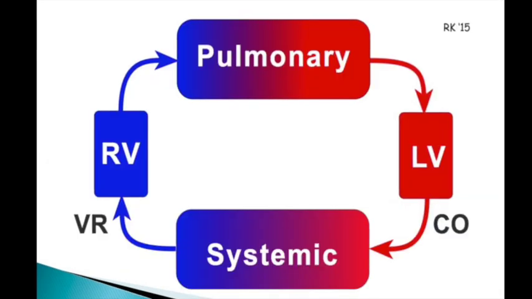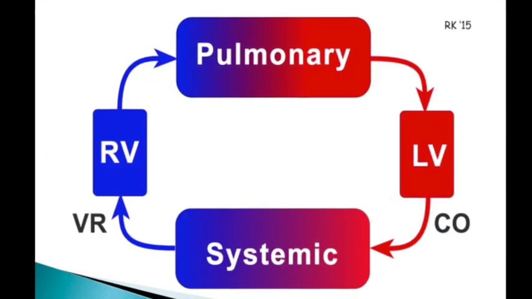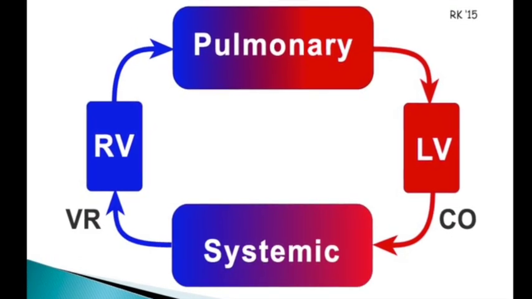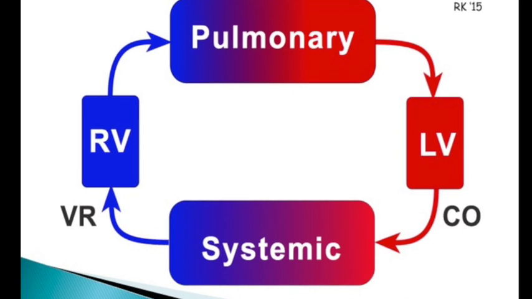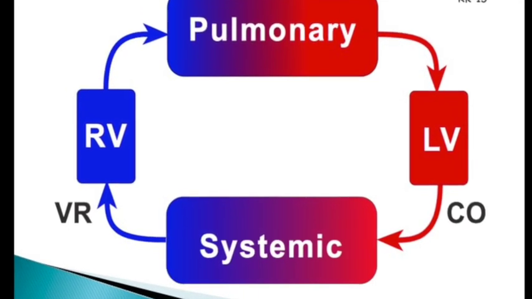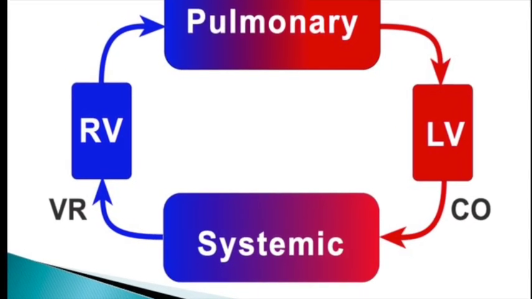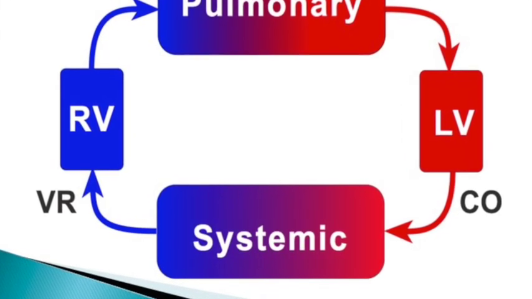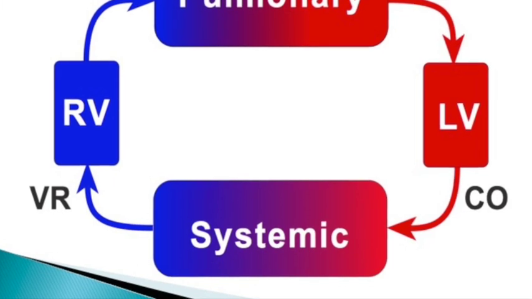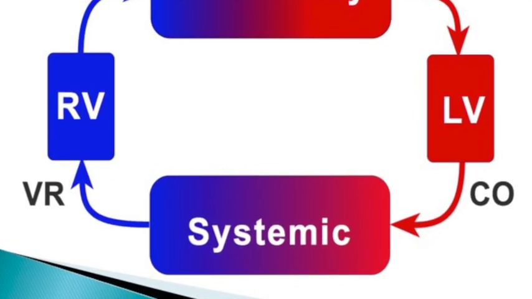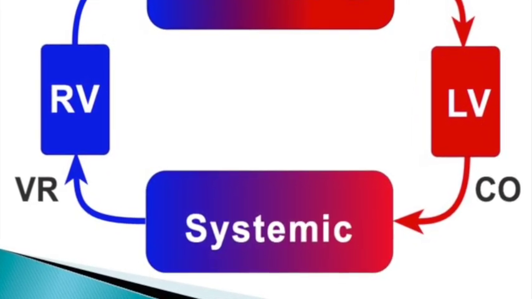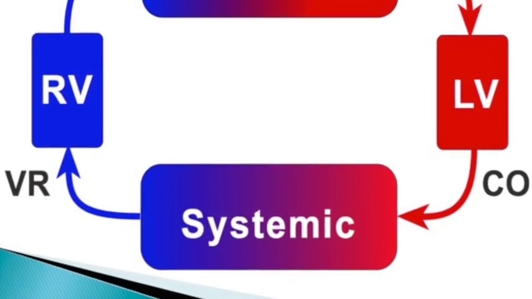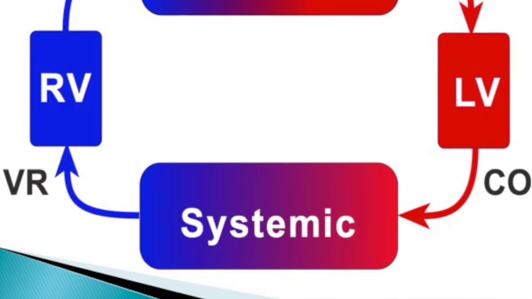If you look at slide 13, you can notice that there are actually two circuits, both originating and terminating in the heart. We have the pulmonary circuit, which is called lesser circulation, and the systemic circuit, which is called the major circulation.